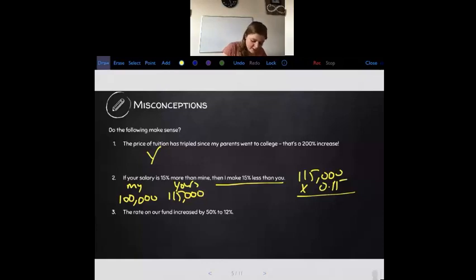So 15% of 115,000 is 17,250, and so we would subtract that from 115,000. This would mean that I would make 97,750, which is not the case. So percentages don't work both ways. This statement does not make sense.